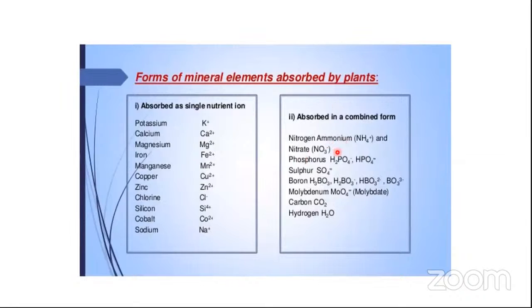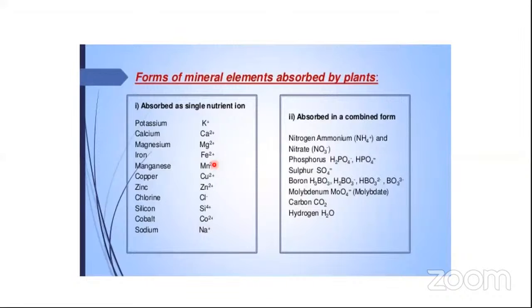You can see in phosphorus also there are 2 forms, and boron has multiple forms, 4 forms are there. Molybdenum also is there; carbon and nitrogen are all observed in combined forms. But the major part of the nutrients are observed in a single form: potassium, calcium, magnesium, iron, manganese, copper, zinc, chlorine, silicon, cobalt, and sodium. These are the single form of nutrients. Just take down a note of this.